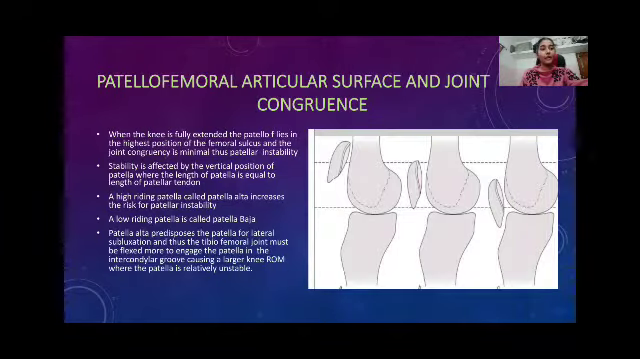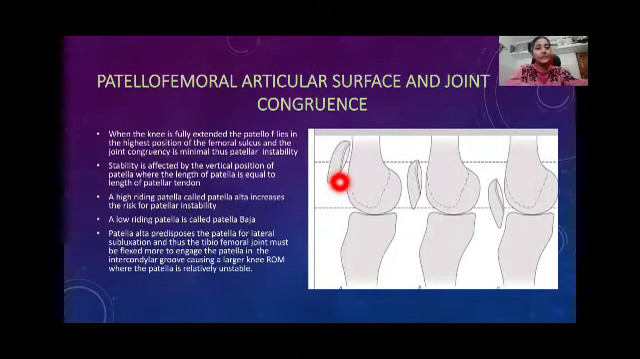So here is the patellofemoral articular surface and the joint congruence. When the knee is fully extended, the patella lies in the highest position of the femoral sulcus and the joint congruency is minimal, thus patellar instability. When the patella is highly above, on the superior aspect of the femoral articular surface, it will be highly unstable.